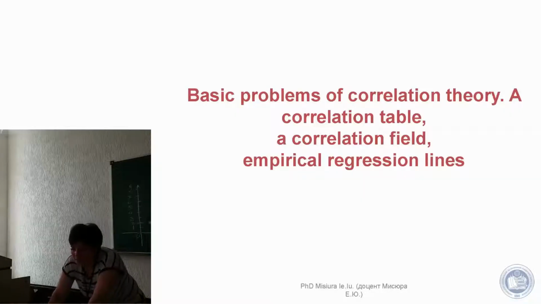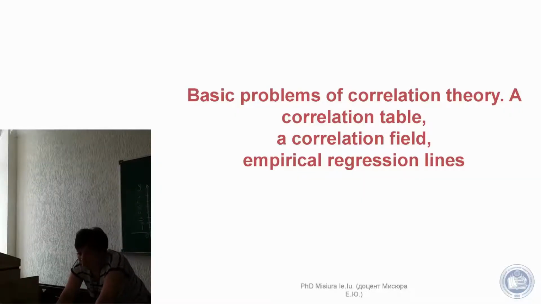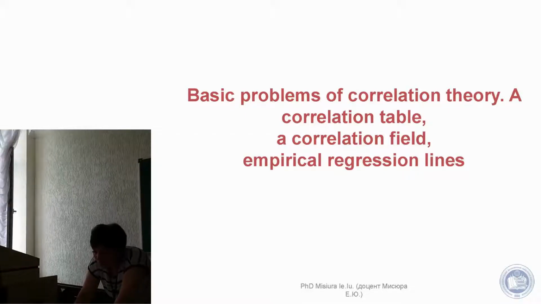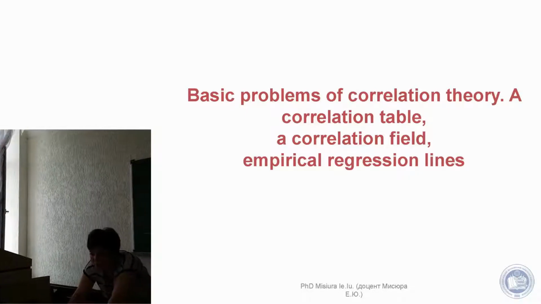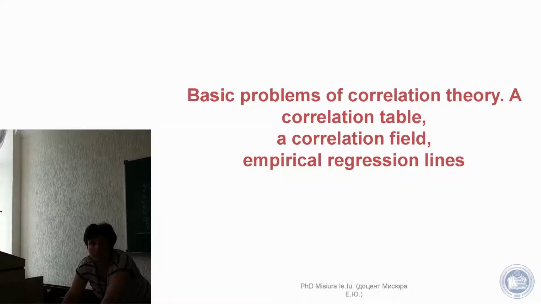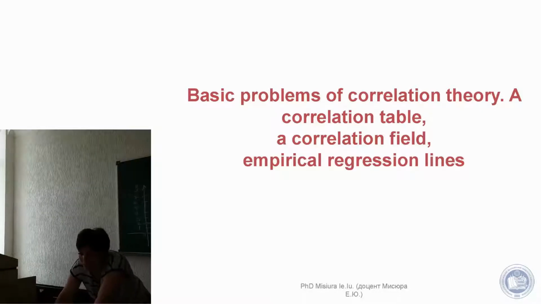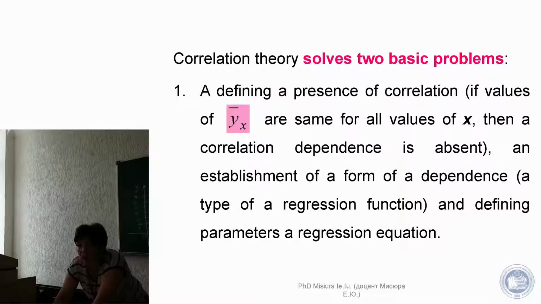Okay. Next point on this topic is called correlation table, correlation field, and empirical regression lines. Дальше у нас будет корреляционная таблица. Okay. Now, students, you need to learn a presence of correlation between two variables x and y. То есть нам нужно будет определить наличие связи между двумя переменными.